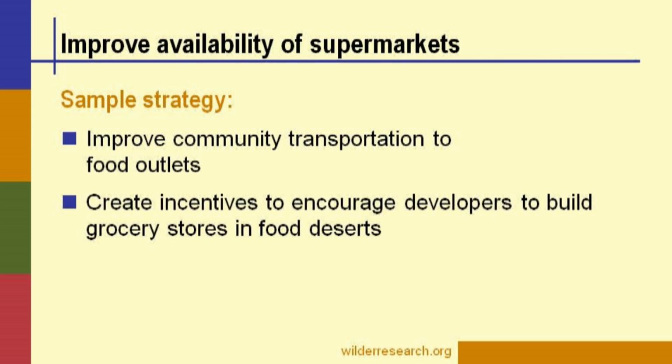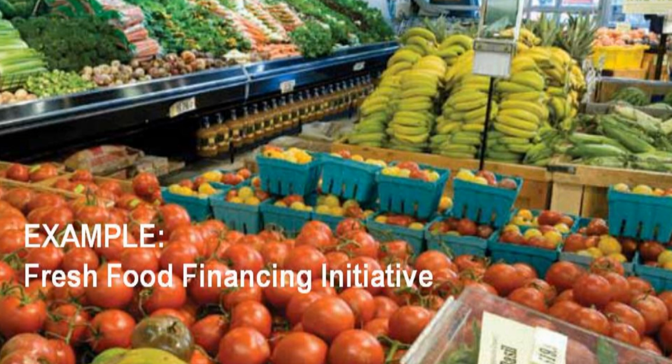Another opportunity to increase the availability of fresh fruits and vegetables is by improving the availability of supermarkets. That can be done by helping residents have transportation to get to supermarkets outside their neighborhood if one isn't present within their own neighborhood, or by creating incentives to encourage developers to build grocery stores in food deserts. The Fresh Food Financing Initiative out of Philadelphia is one example where incentives have been provided to developers to create supermarkets in underserved neighborhoods.